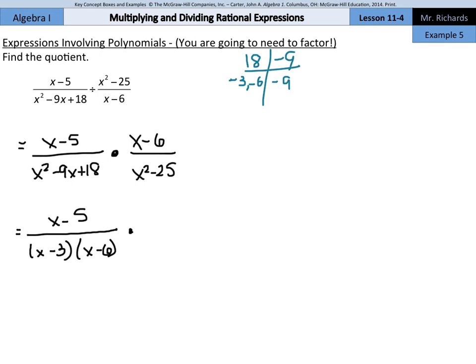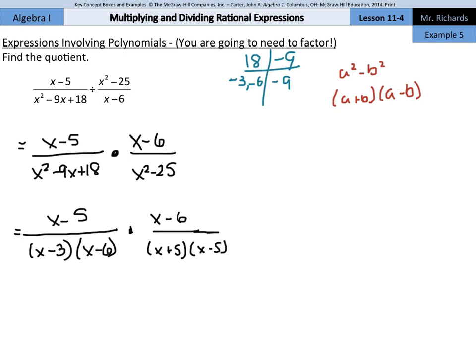Next, if we look to factor the x squared - 25, we can use our difference of squares rule. If we remember that, it states that when I have something like a squared - b squared, I can factor this into (a + b) times (a - b). And that's what I have here. So I could keep the x - 6 over, the square root of x squared is x, the square root of 25 is 5, so (x + 5) times (x - 5). And if you need to go back to chapter 8 for differences of squares, that's how that was factored.